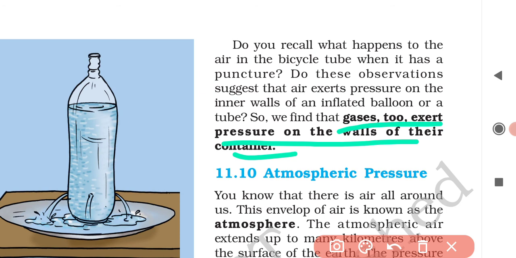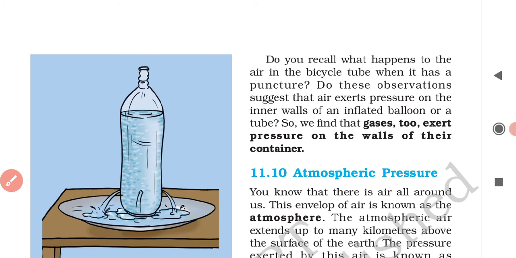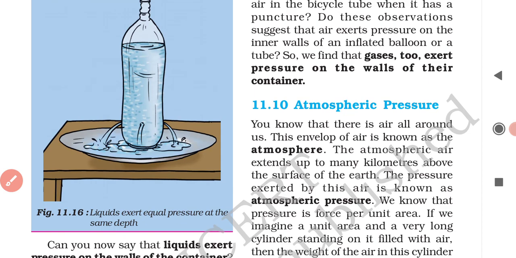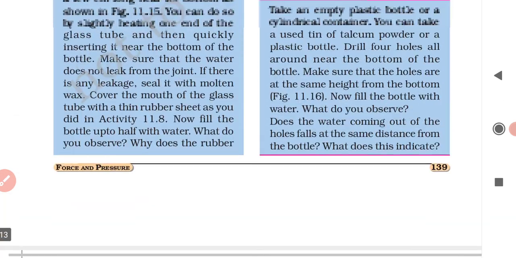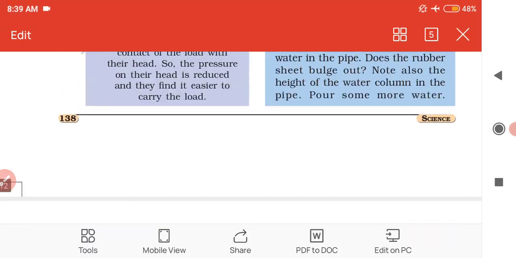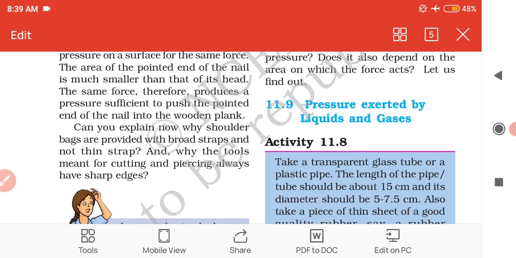So from these two examples we can draw the conclusion that when air is filled into a balloon with our mouth, the balloon gets inflated and gets bigger in size, and when air is filled into a bicycle tube with a pump, the tube gets inflated and makes the tire feel hard. So gases too exert pressure on the walls of their container. So this is the conclusion we can draw from pressure exerted by gases. So you have understood that liquids and gases exert pressure.